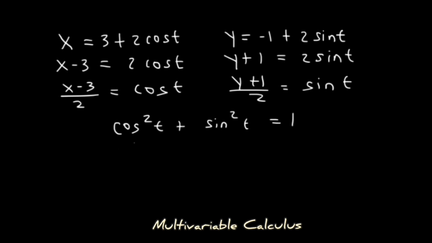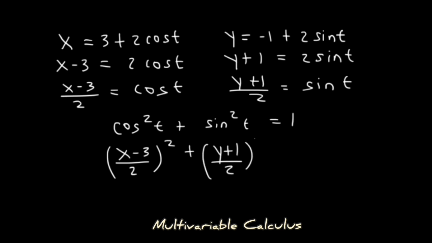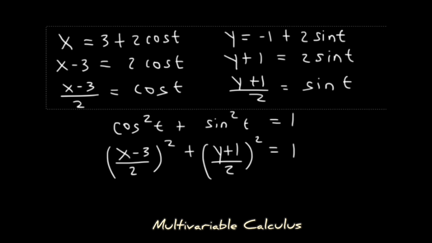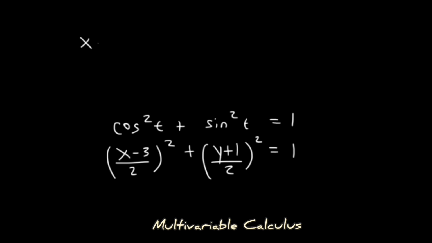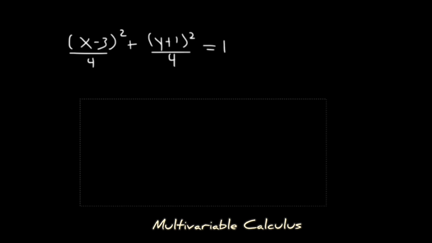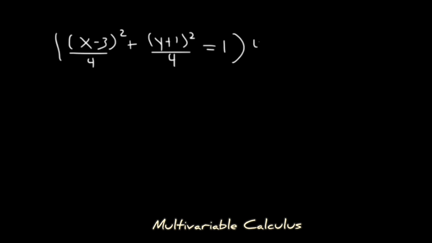So cosine, we know it's x minus 3 over 2. So cosine squared is x minus 3 over 2 squared. And sine is going to be y plus 1 over 2, and let's square it. So what we have now is x minus 3 squared divided by 4 plus y plus 1 squared over 4, and that's equal to 1. Now let's multiply everything by 4. So this is going to be x minus 3 squared plus y plus 1 squared, which is equal to 4.